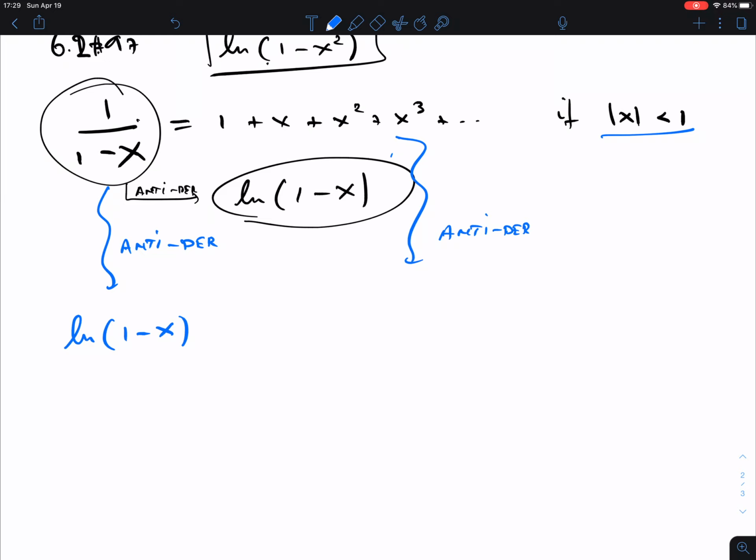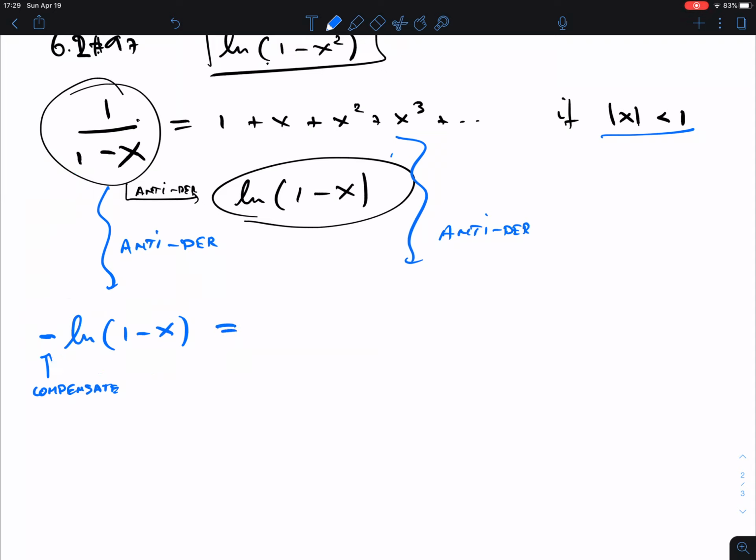But now I have to think a little bit. If I take the derivative of ln(1 minus x), what do I get? I get 1 over 1 minus x times the derivative of the inside function, which is unfortunately negative 1. So there's an extra negative 1 here that I have to put in to compensate for the chain rule. If I take the derivative of this expression, I will now get what I want. That's what antiderivatives need to do.